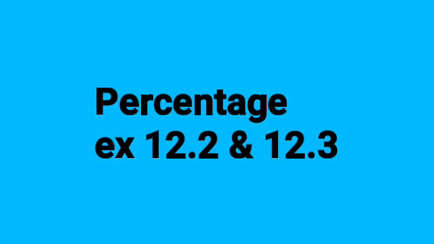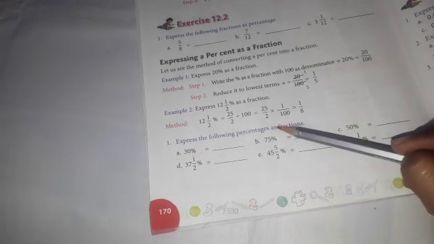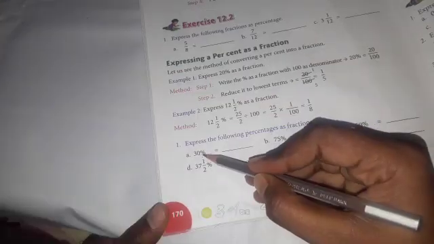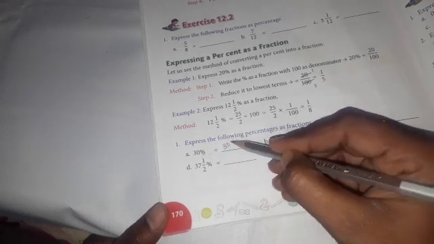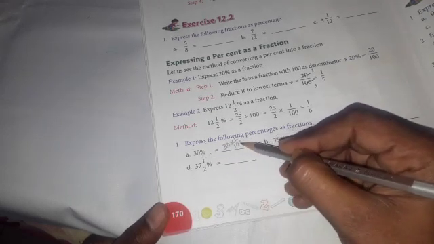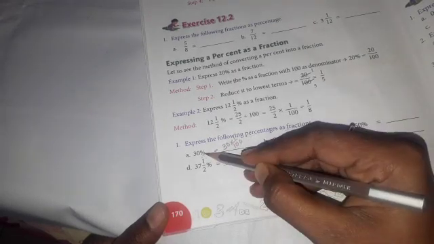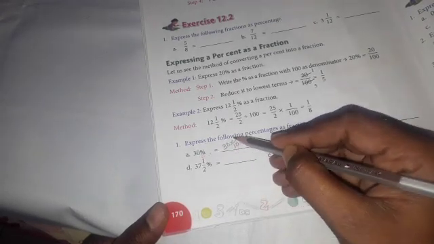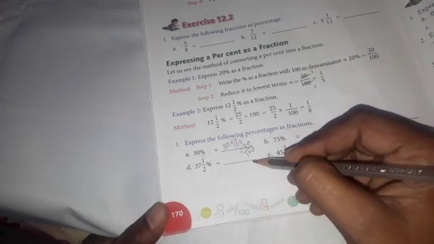Class, our today's new topic is exercise 12.2 question number 1, and the question is: express the following percentages as fractions. So it means you convert this percentage into a fraction. Class, you all know the meaning of percentage. The meaning is 1 upon 100, so I can write 1 upon 100 in the place of percentage. So 30% means 30 into 1 upon 100, and the meaning is 30 upon 100.